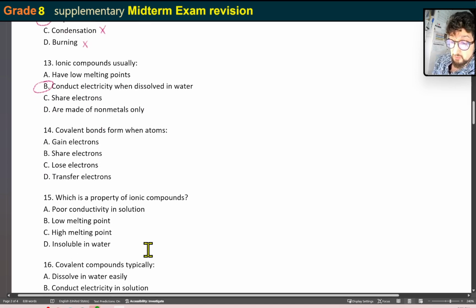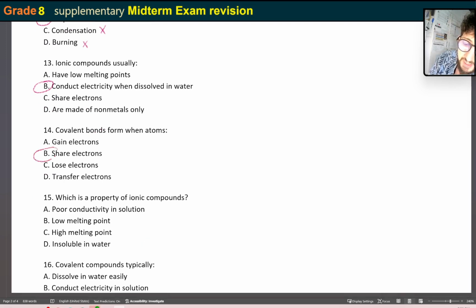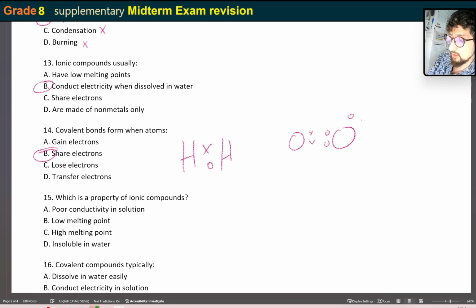Covalent bonds form when atoms gain electrons? No, it's when they share electrons, as in the case with hydrogen and another hydrogen, or oxygen and another oxygen, where they share electrons with each other. Okay, so here's a double bond, here's a single bond, but sharing happens with covalent bonds or molecular bonds between nonmetals.